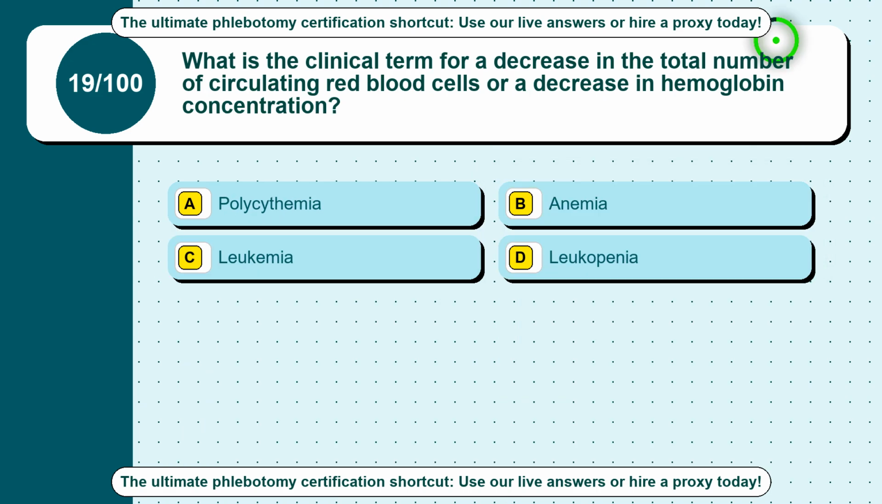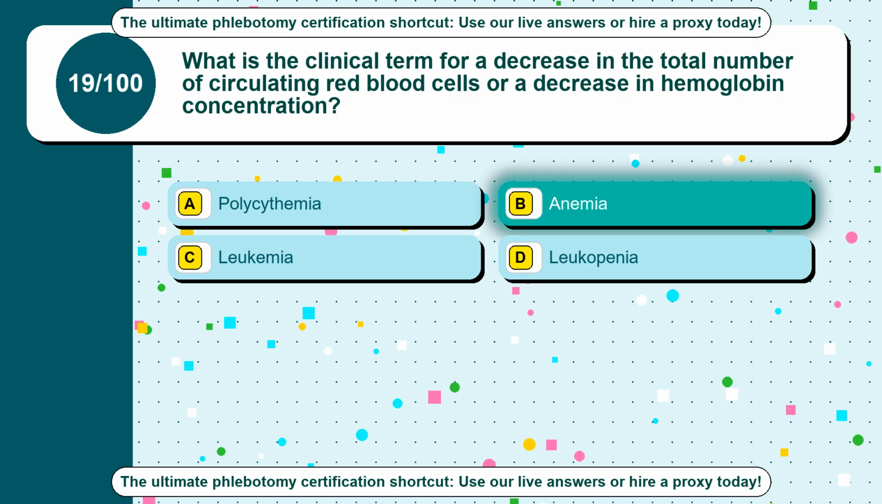Question 19. What is the clinical term for a decrease in the total number of circulating red blood cells or a decrease in hemoglobin concentration? Option A. Polycythemia. Option B. Anemia. Option C. Leukemia. Option D. Leukopenia. The correct answer is option B.